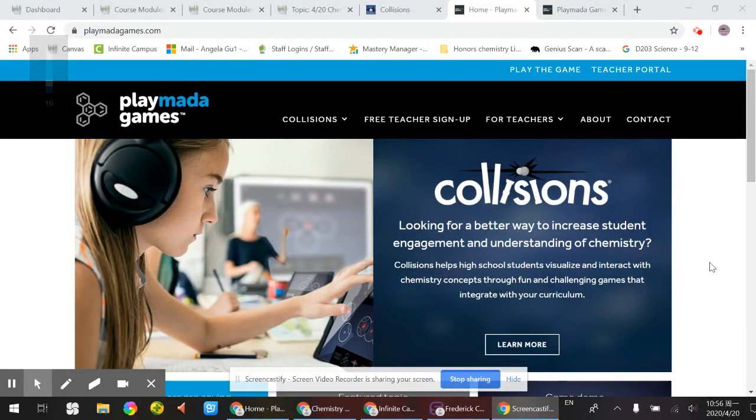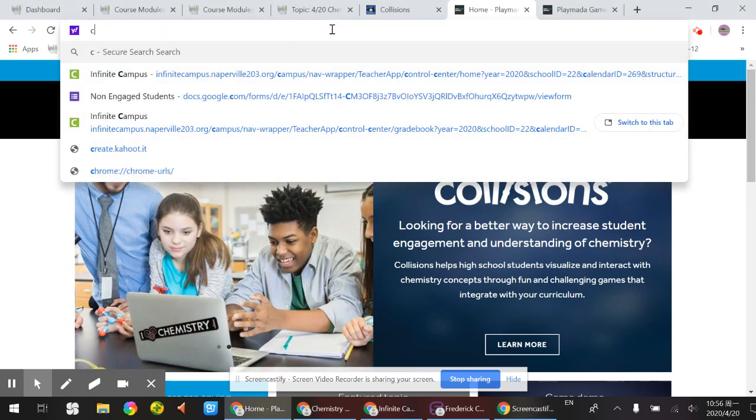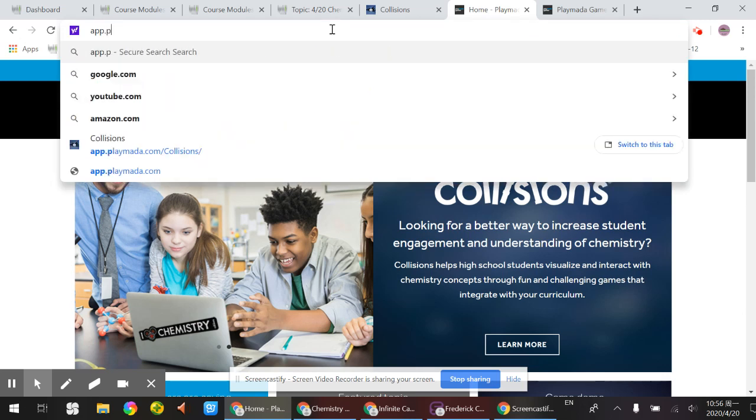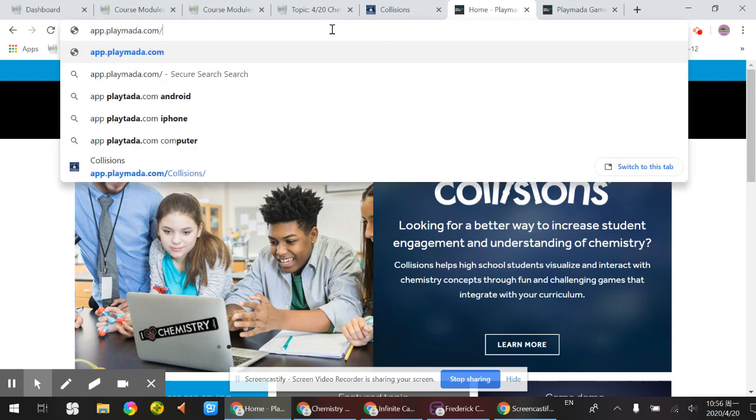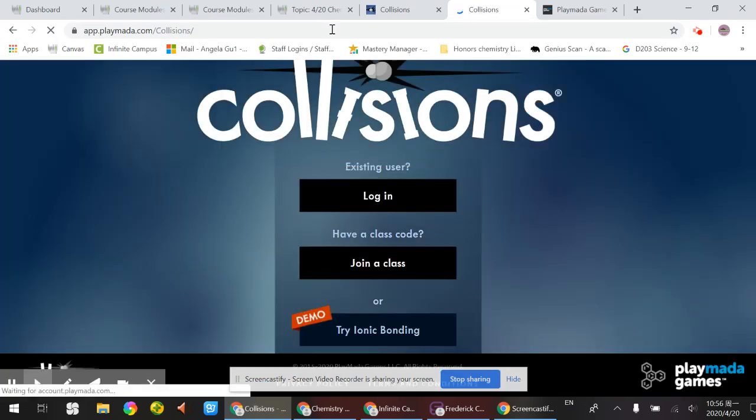I'm just going to give you an intro for the collisions game. So you want to start off by going to your Chromebook, opening up a browser, and then going to app.playmada.com/collisions. That will bring you to the screen for the collisions game, or for equilibrium.